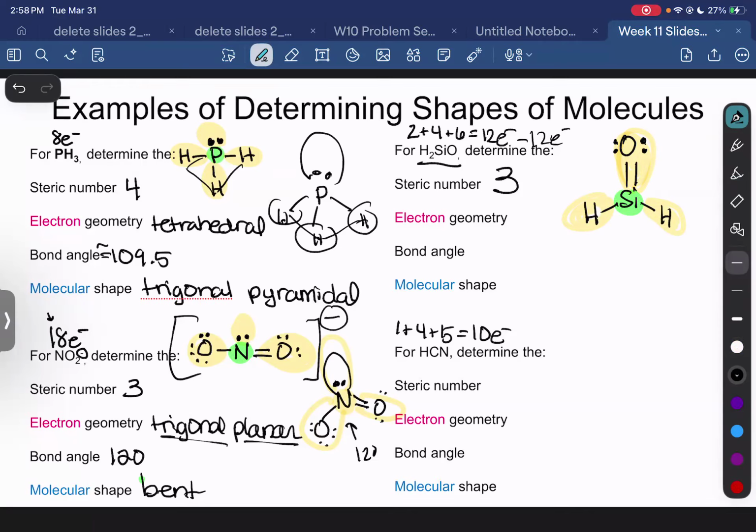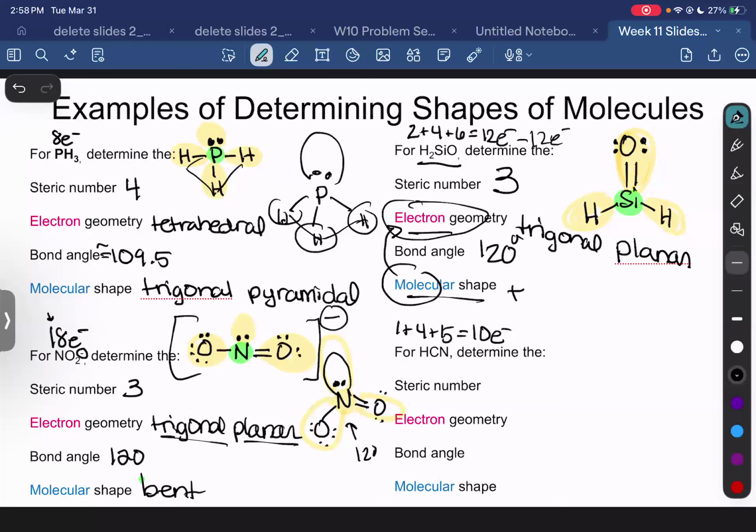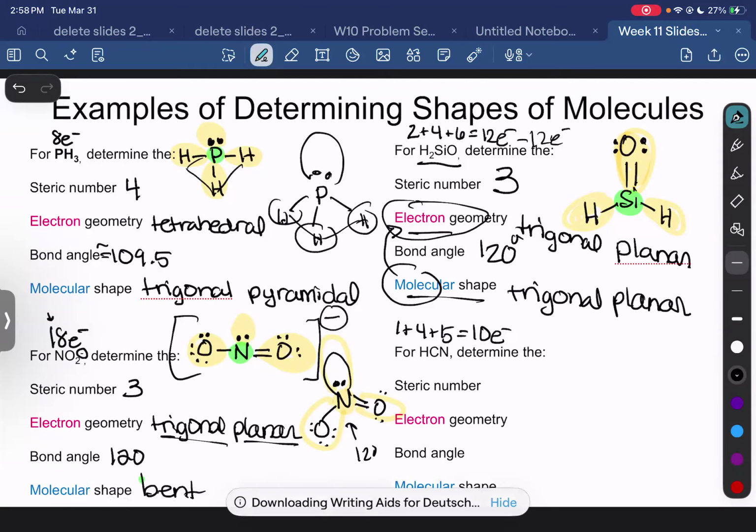My electron geometry is going to be trigonal planar. It is flat. When I have 3 things, it's like a little fidget spinner. Trigonal planar, bond angle is 120, and I don't have any lone pairs. Anytime you don't have lone pairs, you're like, yay, because the molecular geometry will be equal to the electron geometry. It's still just trigonal planar. I'm not hiding any lone pairs.